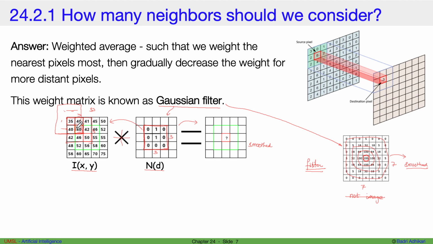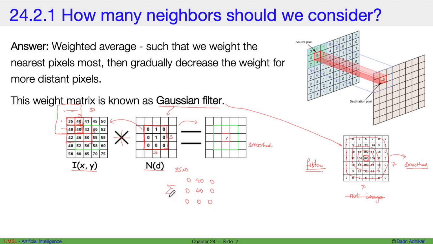In other words, I'm going to multiply 35 with a 0. So 35 times 0, this gives me a 0. I multiply 40 with a 1, this gives me a 40. I multiply 41 with a 0, gives me a 0. 40 with a 0 gives me a 0. 40 with a 1 gives me a 40. Another 0, 0, 40, 0 and 0.